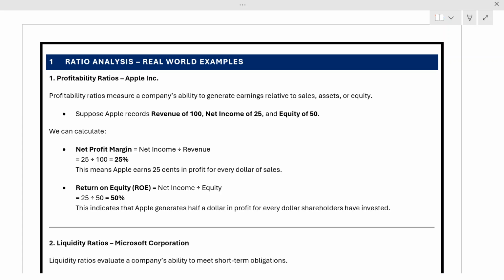Okay. Now let's try to understand the concepts of ratio analysis and why these are used. So let's take the example of one company whose name is Apple Incorporation. Now Apple, let's suppose, has $100 of revenue. I am taking a very simple and easy example, and net income of $25, and equity shareholders are investing $50 in the company. Now the company's net profit margin, if someone asks, you will simply say $25 is earned from $100 of sales, so the net profit margin is 25%.